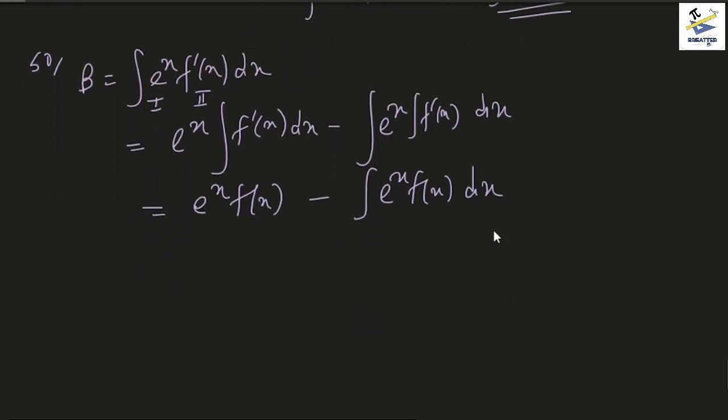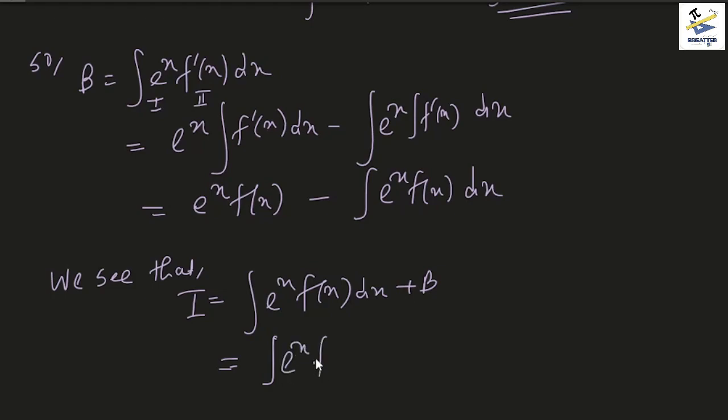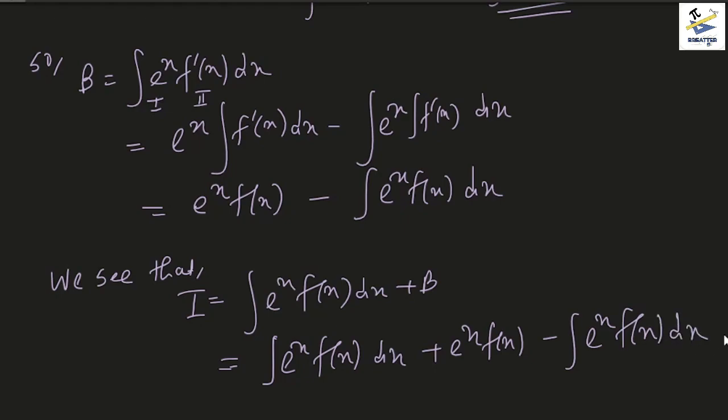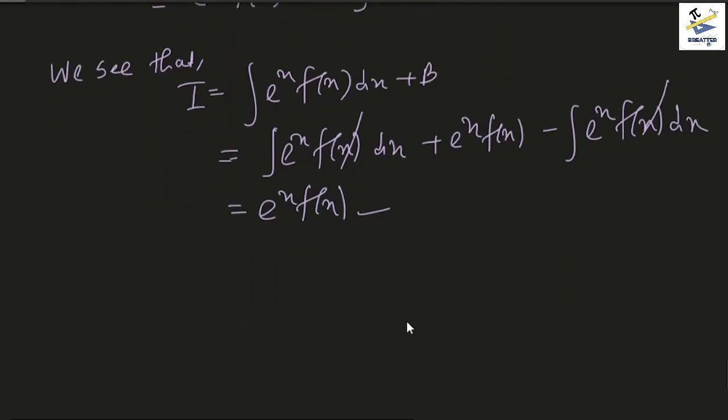So if we put the value of b there, we see that I is equal to integral of e to the power x f of x dx plus b, where b is our desired integral which we have just evaluated using integration by parts, and which becomes e to the power x into f of x plus e to the power x into f of x minus integral of e to the power x into f of x dx. And as you can see, these two integrals cancel out because they are exactly the same thing. So the answer is just e to the power x into f of x, which is the answer for the integral.